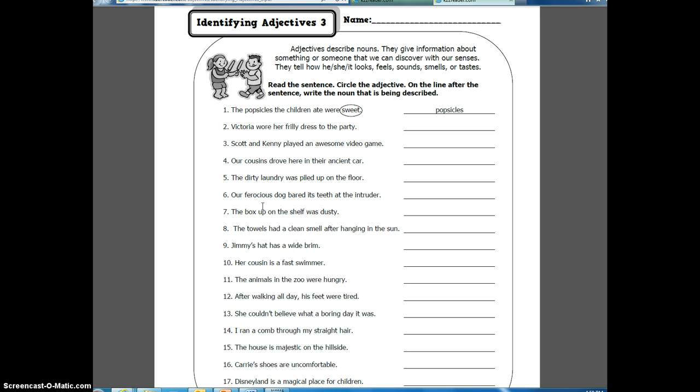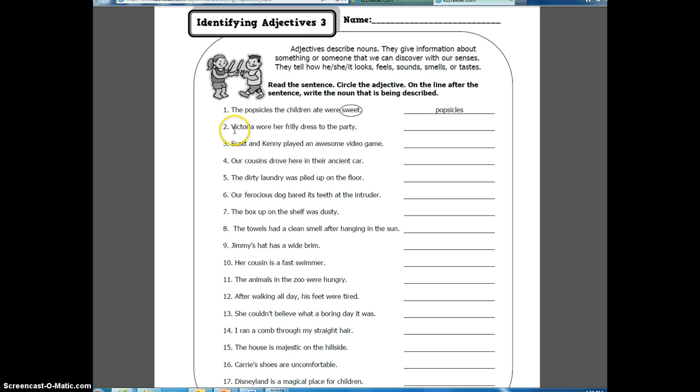Please do not write the adjective on the line. That is not your instructions. You are to look and find the adjective, circle the adjective, then write the noun that it is describing on the line. The popsicles the children ate were sweet. Well, sweet is an adjective, so it's circled. What is sweet? Ask yourself. Popsicles are sweet. Popsicles is what would be written on the line.